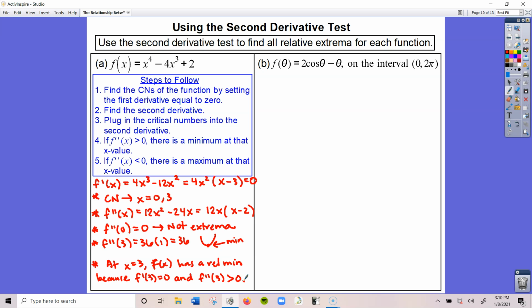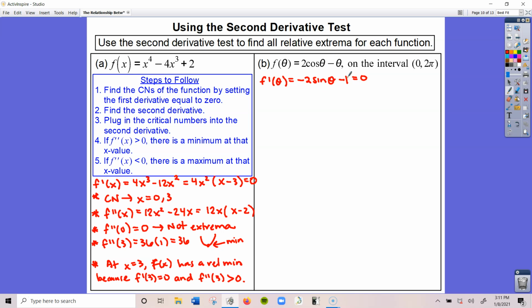Now let's look at this other example to apply this second derivative test. We have f of theta is equal to 2 cosine theta minus theta, and we want to find any critical numbers and any extrema on the interval 0 to 2 pi. So here we go. First, we need the first derivative. So f prime of theta, which is negative 2 sine theta minus 1. And to find the critical numbers, we have to make this equal to 0.